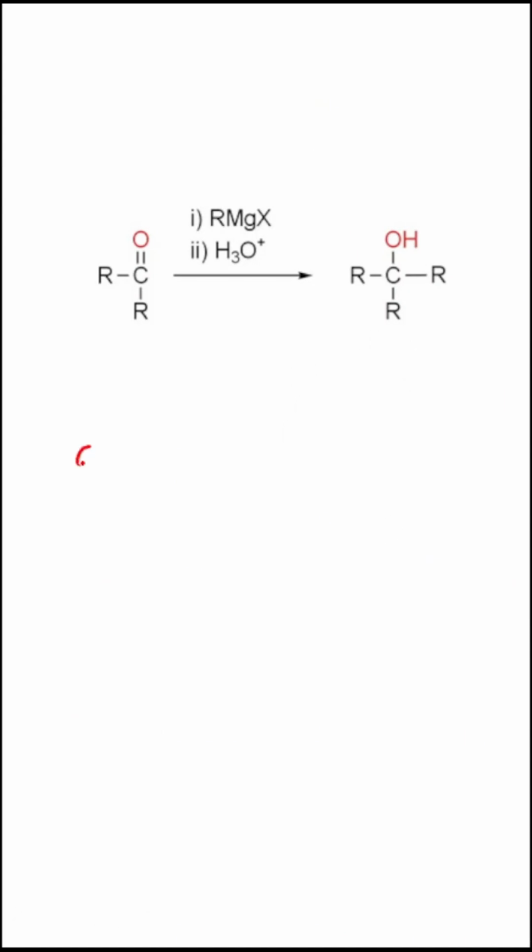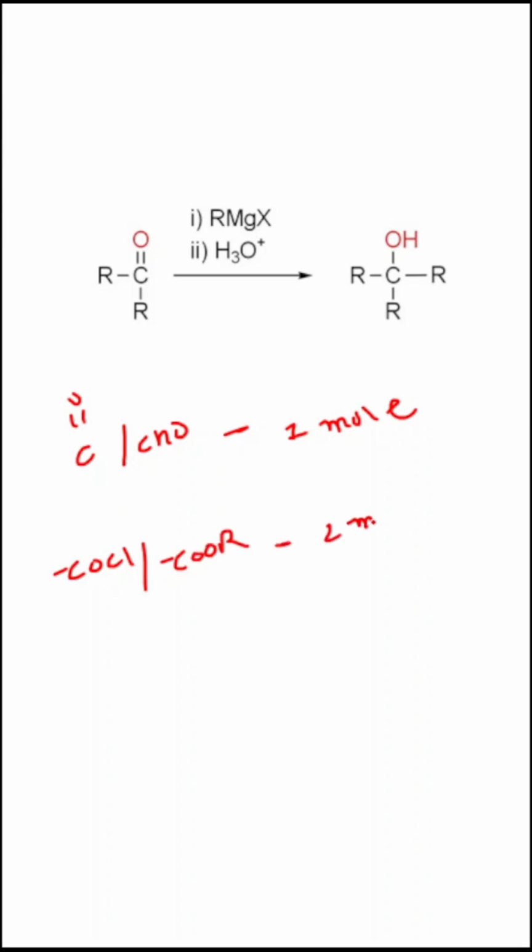Okay. In the ketone and aldehyde, we use 1 mole. For ester and COCl, we use 2 moles. Okay. Now let's go into the cyanide.